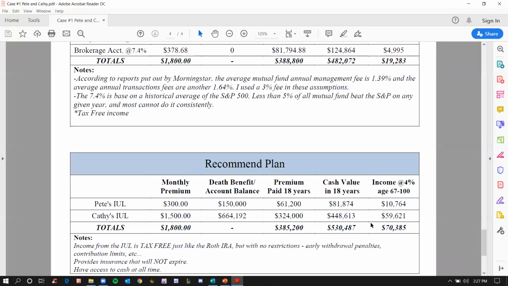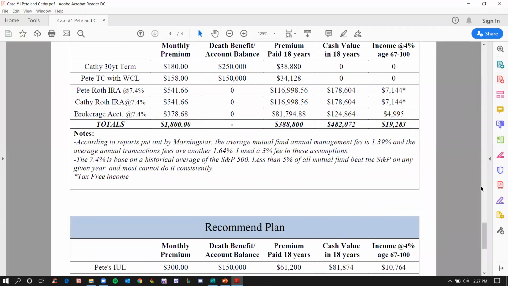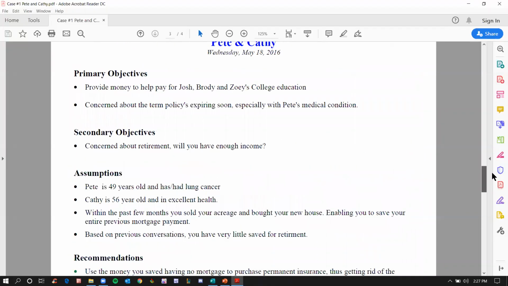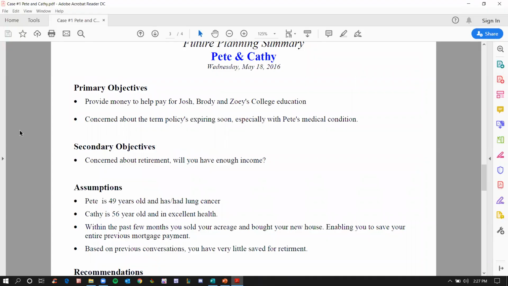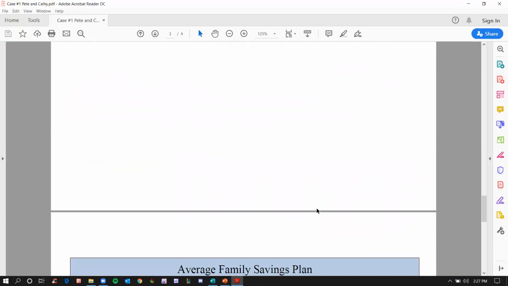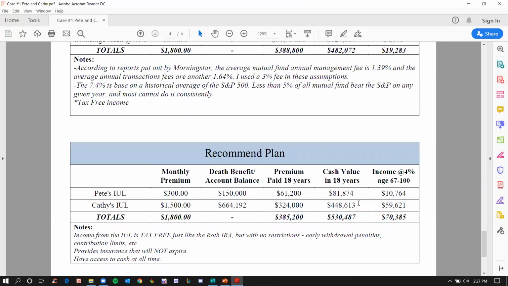You're helping them to understand the pain, right? You know, provide money for Josh Brody in college education. Do we have cash value to him to use for that? Absolutely. Are we giving them the retirement income they need? Absolutely. Have we secured Pete's future? Absolutely. We've converted the term policy. Now he'll never be without insurance.